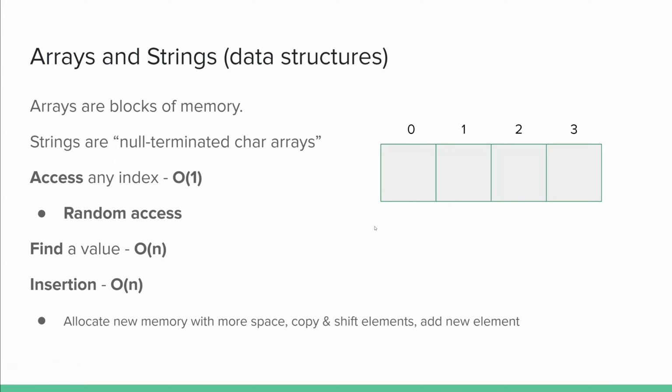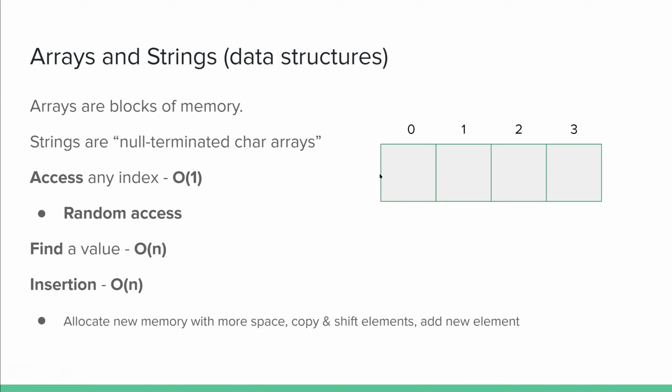So arrays are blocks of memory. You might have a starting memory location, and then basically a pointer to that. Then you can store things into these memory blocks, and you can access any index in constant time. It's also called random access.